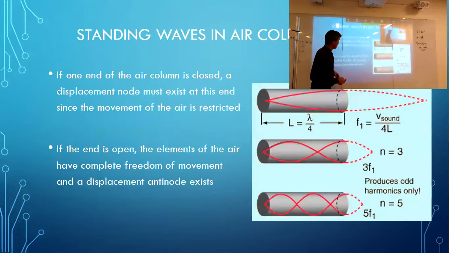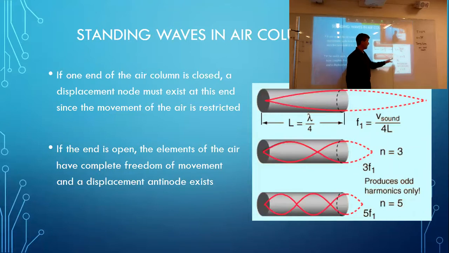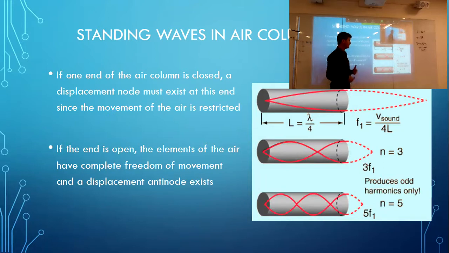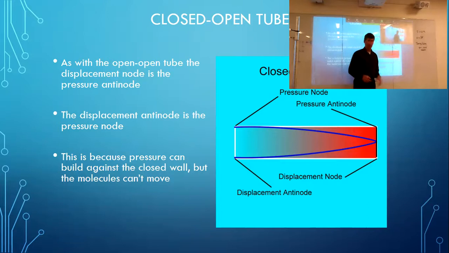All right, so open, closed, and resonator. At one end of the resonator, we have a node where there's going to be no movement in the air. That's the closed end. In the open end, we're going to have an antinode. That's where the air is going to have its maximum amount of movement. So again, open end, antinode, closed end, node.